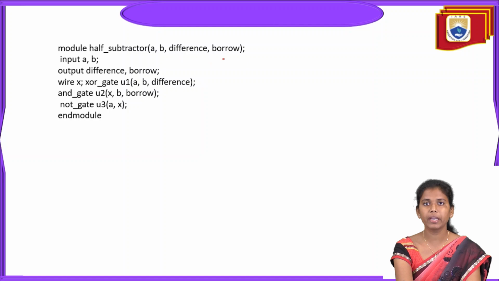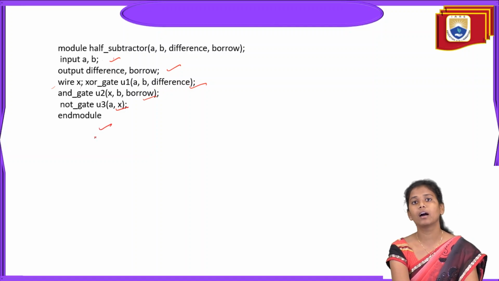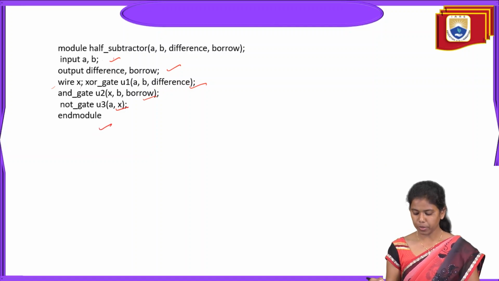Module half adder A, B, difference and borrow. My inputs are A and B, and the outputs are difference and borrow. A wire is needed because of the connection purpose. So wire X, XOR gate U, the AND gate also, and then the NOT gate. And finally, we are terminating our code with the end module keyword.